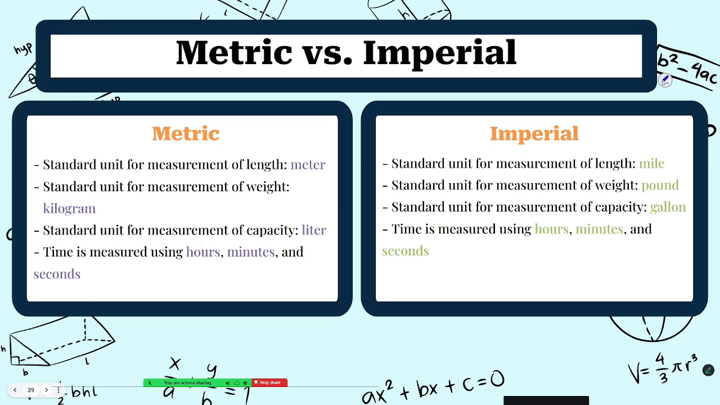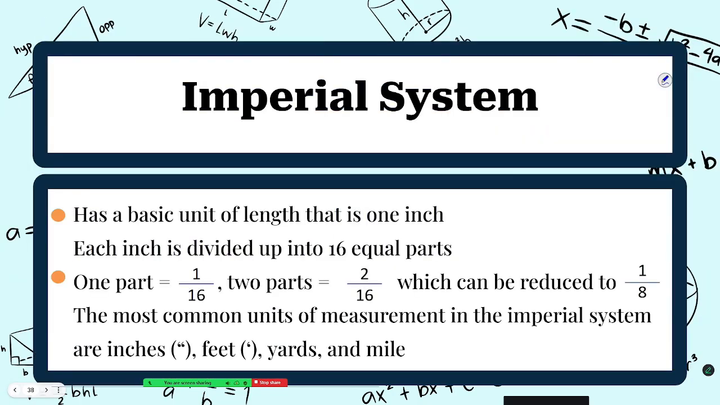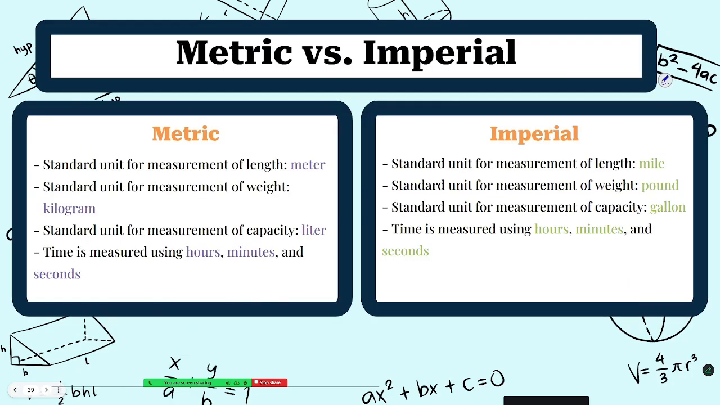But for the imperial system, it is a little bit harder. Like we just talked about, the measurement of length can be inches, feet, yards, and mile. It's not as nice with the prefixes and not the suffixes, just the prefixes.